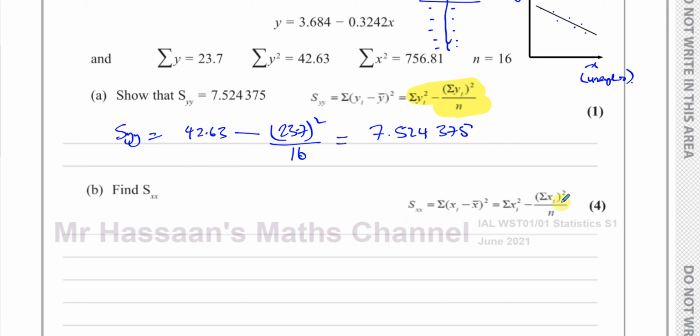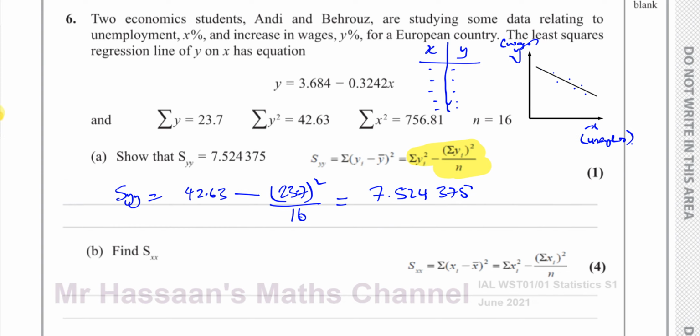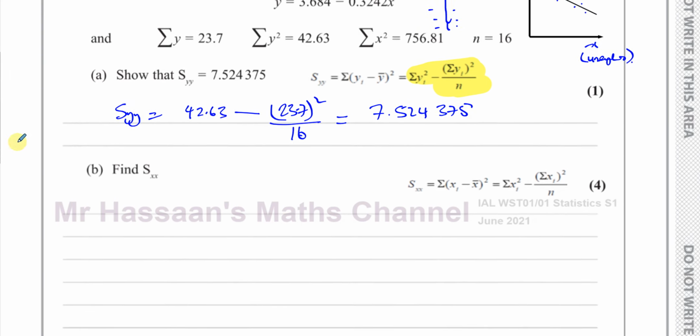Now, this formula is very similar to this one, except it just involves x. So it just tells us how all the x values are spread apart from the mean. This is a measure of the variation of the x values. But the problem here is we have the sum of x squared, which is 756.81. But the problem is we don't have the sum of x. We have n. We need to find the sum of x, and then we can find SXX. Right? We need the sum of x.